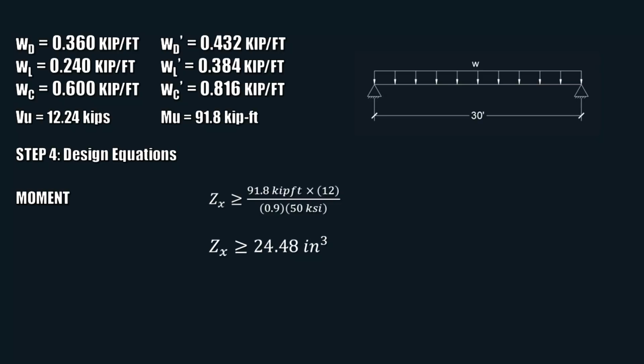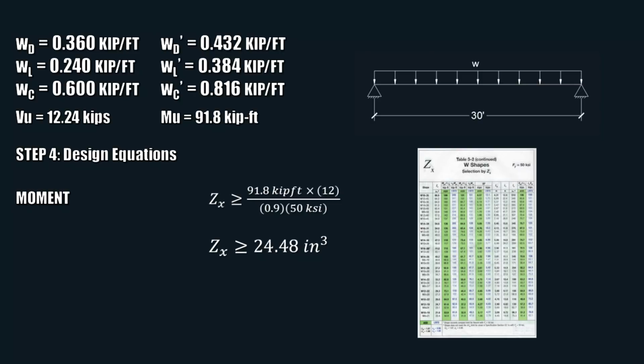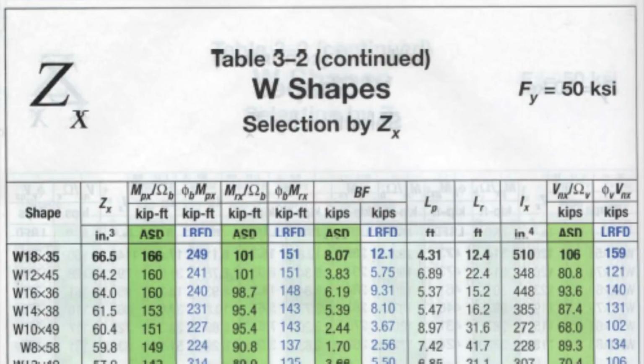So with this information, we can refer to our handy-dandy steel construction manual, which has a table of different sizes of I-beams, more formally referred to as W shapes, sorted by their Zx value. Concerning beam selection, we want to select the lightest possible beam that is sufficient to carry our load because the cost of a beam is predominantly determined by its weight.